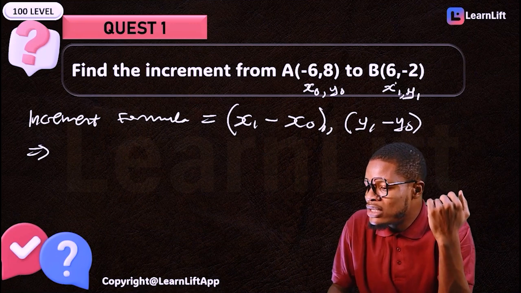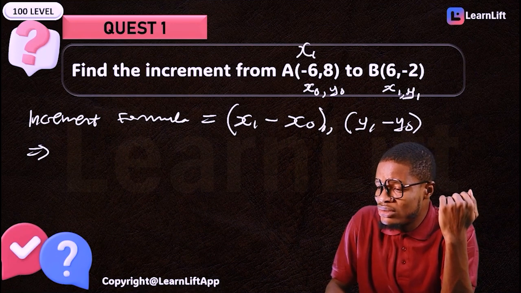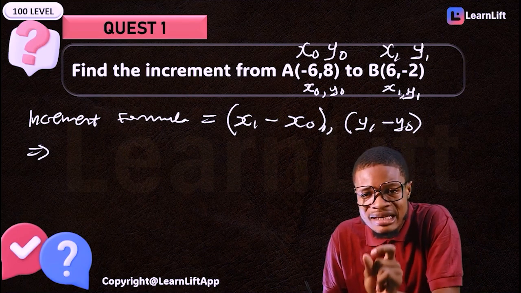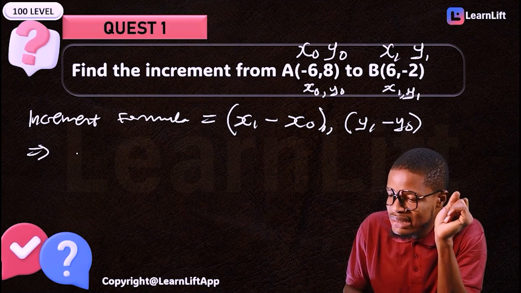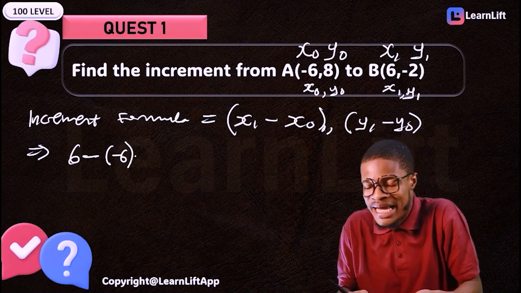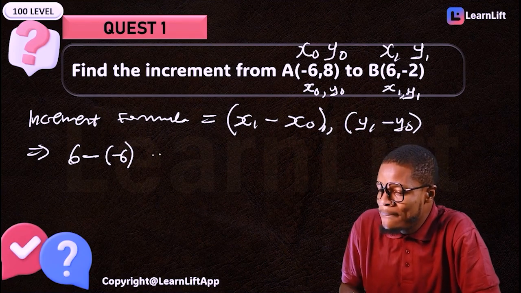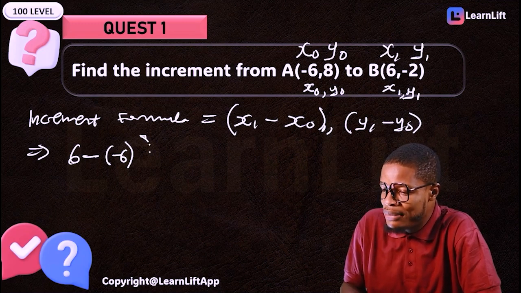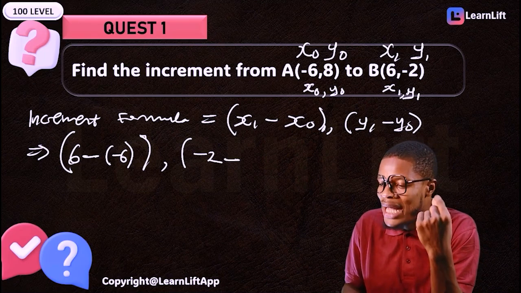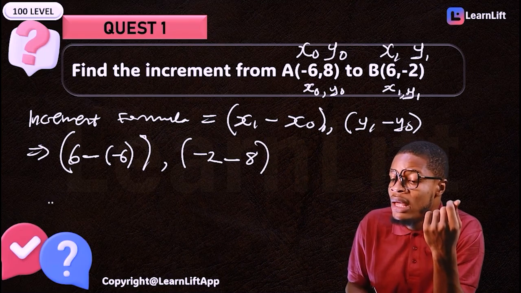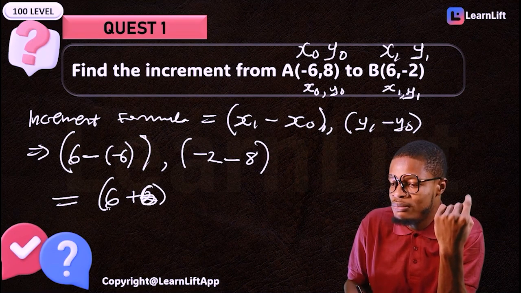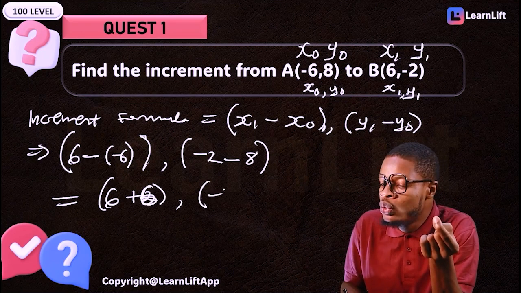What is x1? x1 is 6. I told you that this is x0, here's your y0, here's your x1, here's your y1. So x1 is 6, that will give you 6 minus x0, and x0 itself is minus 6. So we have 6 minus minus 6, which is 6 plus 6. Then I can close my brackets, y1 minus y0. What is y1? y1 is minus 2, minus y0, which is 8. So we have minus 2 minus 8.